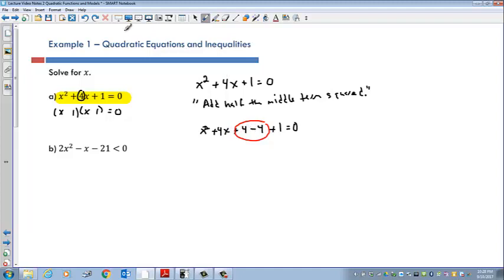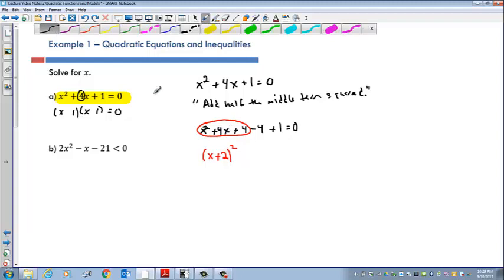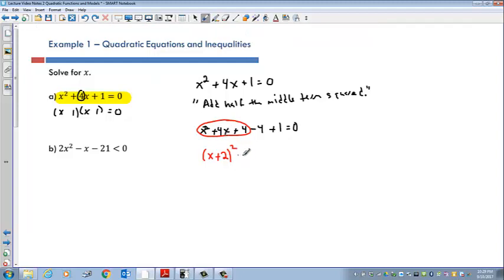But what we do get is that this piece right here can be written as a complete square. So we should be able to write this as x plus or minus something. It's plus in this case because you have a plus there. And then 2, because 2 squared is 4, quantity squared. So if you multiply this out, or FOIL it out, you'll see you get back x squared plus 4x plus 4. And then of course we have the minus 4 plus 1, which is minus 3, and this is still equal to 0.